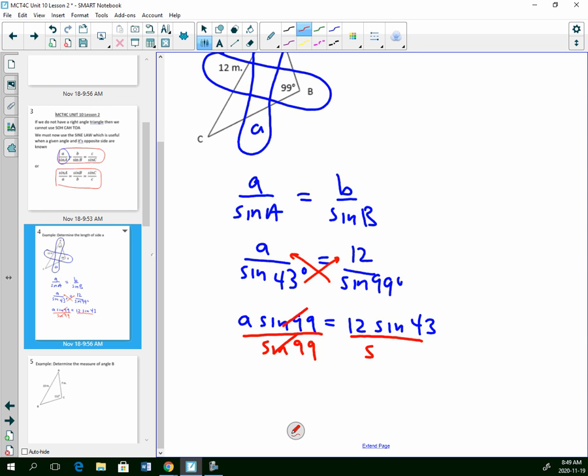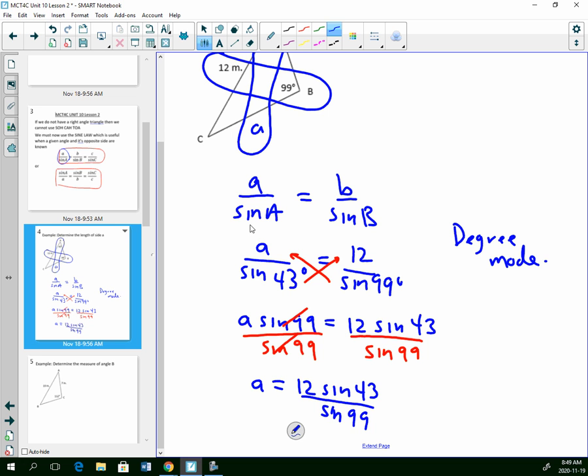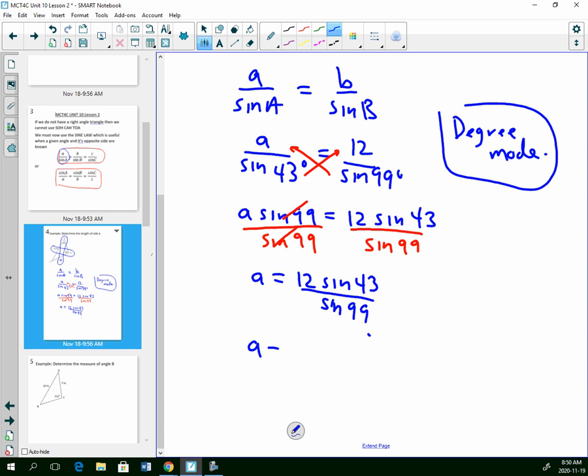When you are calculating these trig values, I think I mentioned it last time, make sure that your calculator is in degree mode. If it's not in degree mode, you're going to get the wrong answer. There is a radian mode, which is a different unit, which is what we do in the advanced functions course. But in this course, we always stick with degrees. So we just type that in and find the value of A.